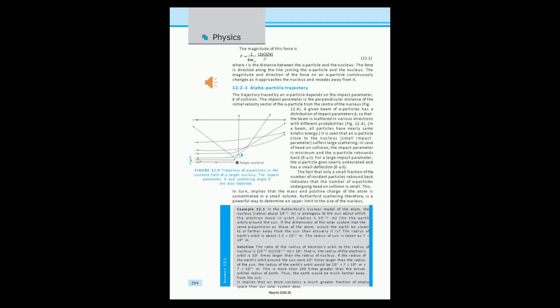The fact that only a small fraction of the number of incident particles rebound back indicates that the number of alpha particles undergoing head-on collision is small. This, in turn, implies that the mass and positive charge of the atom is concentrated in a small volume. Rutherford scattering, therefore, is a powerful way to determine an upper limit to the size of the nucleus.